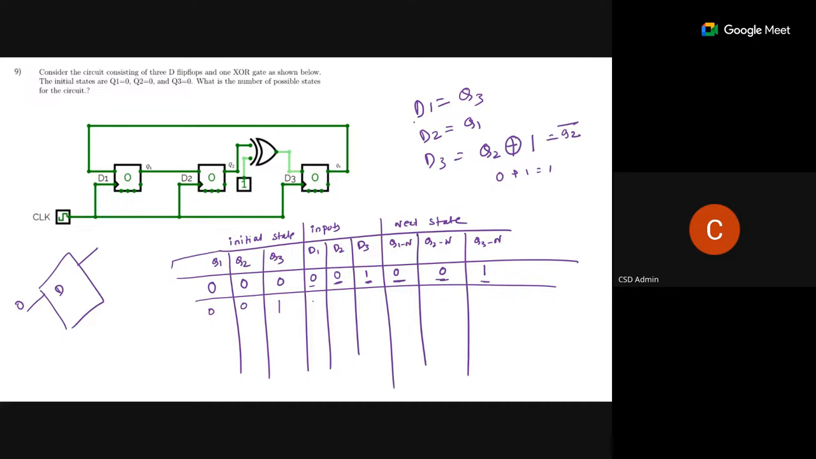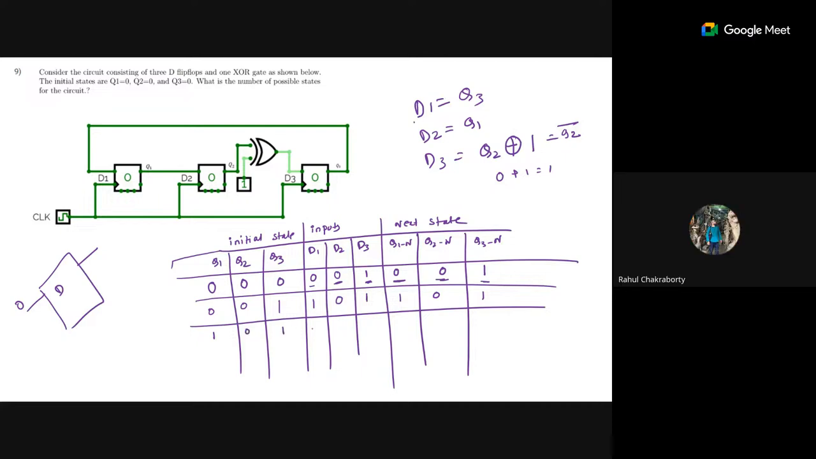Now, initial state like 001. What will be the D1 value? Q3, that is 1. D2 is Q1, so 0. Okay, so 10. D3 is Q2 bar, so 1. So it is 101. It's a D flip flop. Take 101, write it in the next line again.